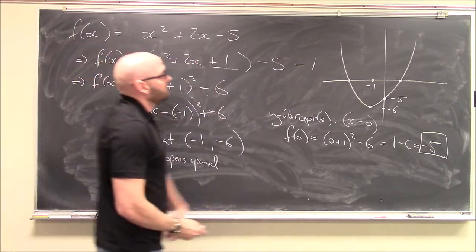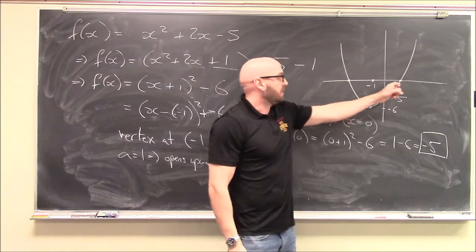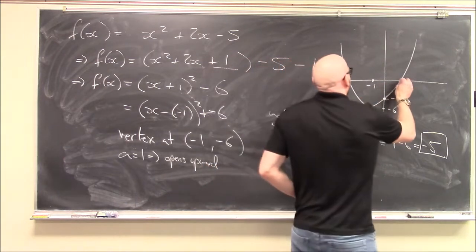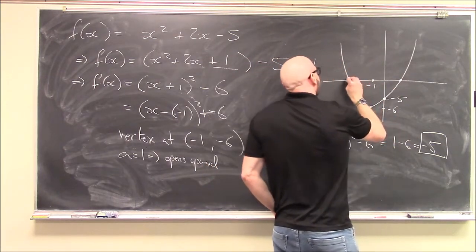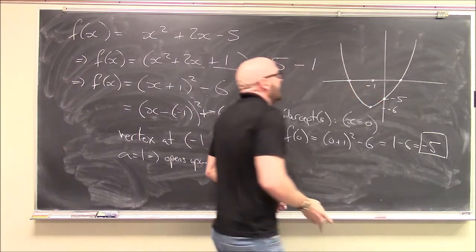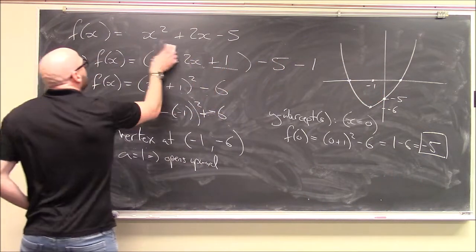I also expect, based on the graph, you don't always have x-intercepts, but based on this graph that I've sketched, I know that I should have two x-intercepts, so let's try and find those.